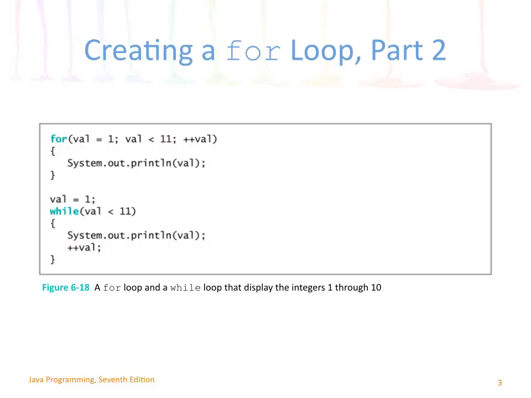So val equals 1. 1 is less than 11, so we enter the loop and we print val. And then it goes back up and it increments val by 1, so val becomes 2. And we test, is 2 less than 11? It is, so we enter the loop and we print val. And then it goes back up and val gets incremented to 3. Is 3 less than 11? Yes, it is. We enter the loop, and so on until val becomes 11. When val becomes 11, the loop does not loop anymore.